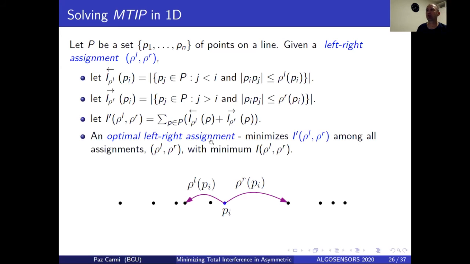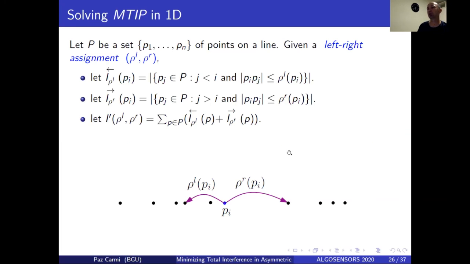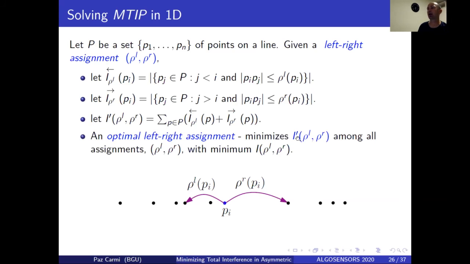And an optimal left-right assignment minimizes I prime, but it minimizes I prime among all the assignments rho L and rho R such that they are minimizing I. This means that we take a minimum interference left-right assignment, and among all the ones that give us minimum interference for this pair, we take the pair that minimizes also I prime. So just to be clear, we look at the left-right assignment that minimizes the interference, which is exactly as defined in the original problem, and among all these, we take the one that minimizes the interference I prime.